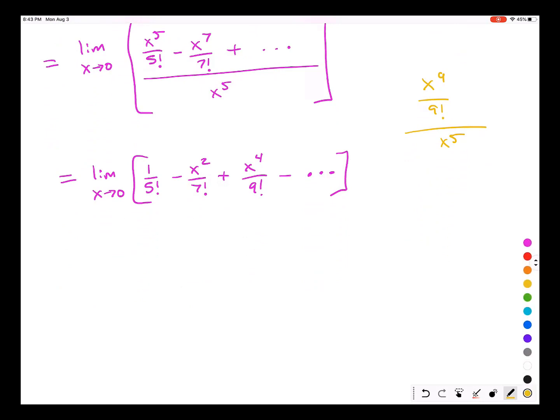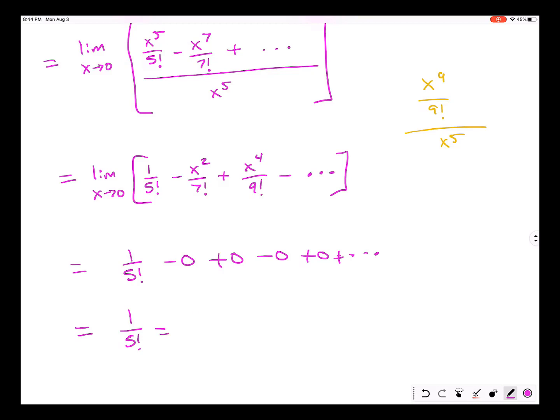Then as I apply the limit, the first term would just be equal to 1 over 5 factorial, and the rest of the terms would be 0, right? So I'd have minus 0 plus 0, minus 0 plus 0, and so on, because each of the rest of the terms is going to have an x in the numerator and a constant in the denominator. And so that leaves me with 1 over 5 factorial, which is 1 over 120.